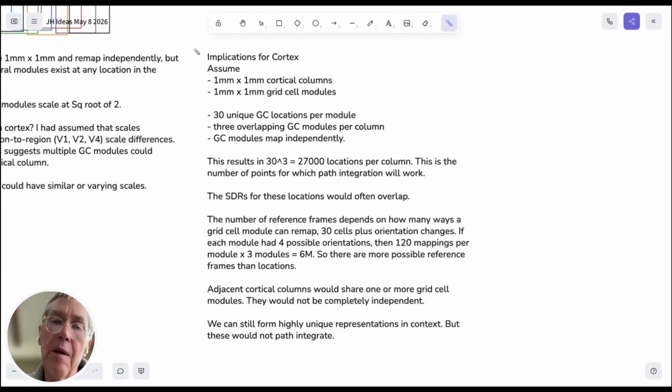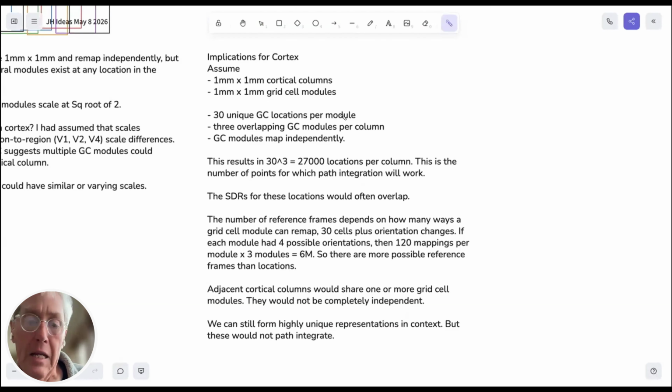There's various thinking about this, but a number of people say they're millimeter square. And then I'm assuming there's a millimeter square of grid cell modules, just like the grid cell modules are also millimeter square, just like we see in the entorhinal cortex. Then I had to make an assumption. How many unique locations can a single grid cell module represent? How many different cells does it take to map out some unique locations?